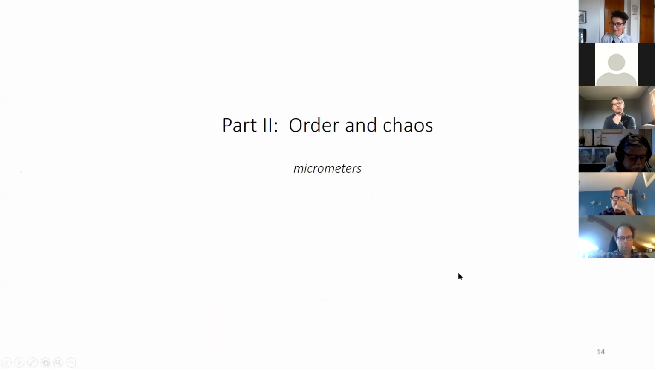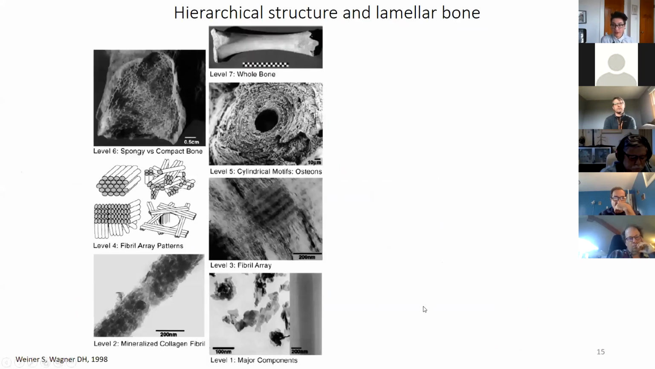From here, I'm going to zoom in and present another part of my study of order and chaos in our skeletons. This pertains to the scale of micrometers. This story is a bit older than the previous one. It started at the beginning of my PhD, when my advisor, Steve Weiner, put a paper on my desk, a review of the hierarchical structure of bone. I was given the task to replace the cartoon with a real micrograph.